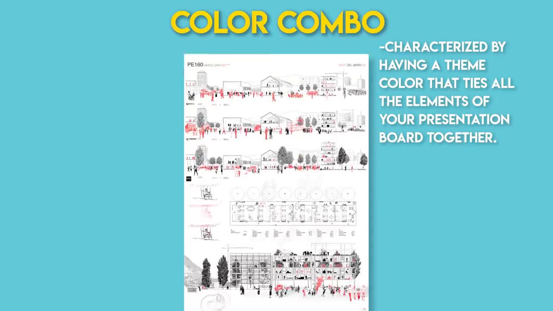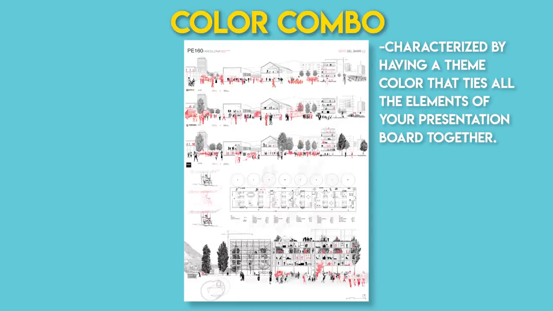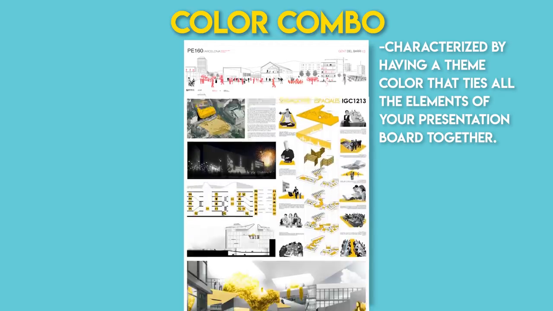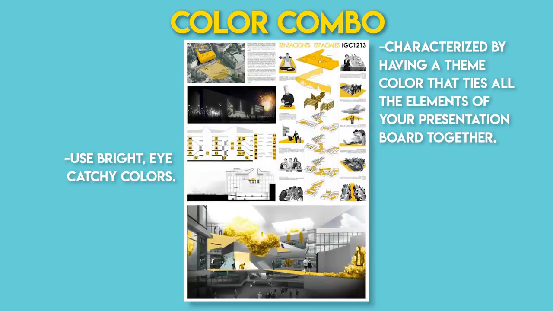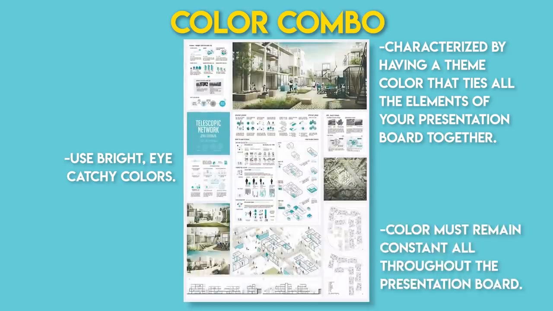Last style is the color combo, also named by yours truly. So if you think the names are stupid sounding, that's on me, my bad guys. Anyways, color combo is characterized by having a theme color that ties all the elements of your presentation board together. The colors often used are bright, eye-catchy colors like yellow, orange, red, and turquoise, but you could use any color that you want as long as it remains constant all throughout your presentation board.